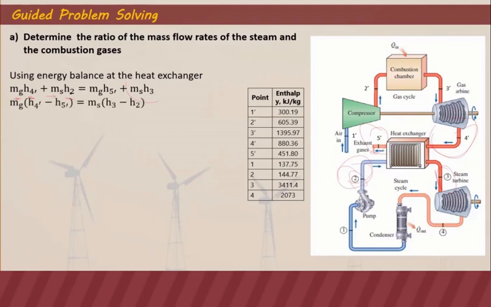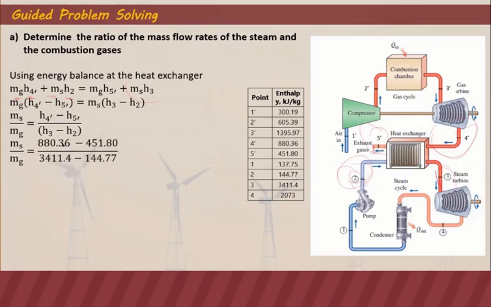If we rearrange that, we group together those that contain Mg and Ms so that we can get the ratio of the mass flow rate of the steam and the combustion gases. We already have the enthalpies. We tabulated them here again, so that Ms over Mg equals this one. Now that we have these values, we can get the unknown, the ratio of the mass flow rate of the steam and the combustion gases. That's 0.1312 kilogram steam per kilogram gas.